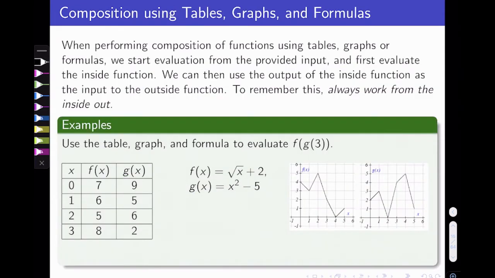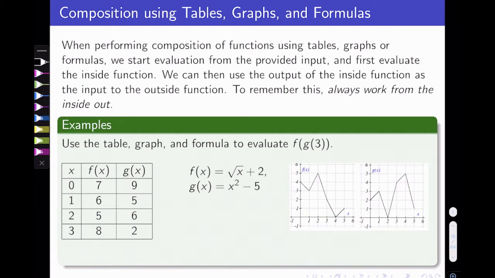So, composition using tables, graphs, and formulas. When performing composition of functions using tables, graphs, or formulas, we start evaluation from the provided input and first evaluate the inside function. We can then use the output of the inside function as the input to the outside function, and so we'll always remember to work from the inside out.